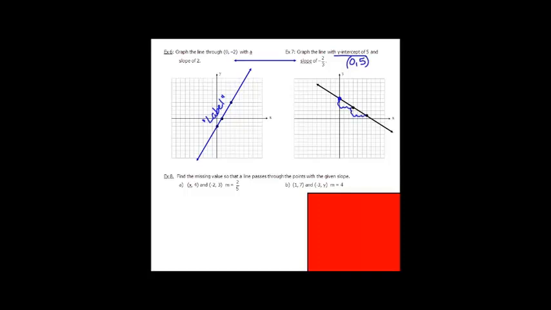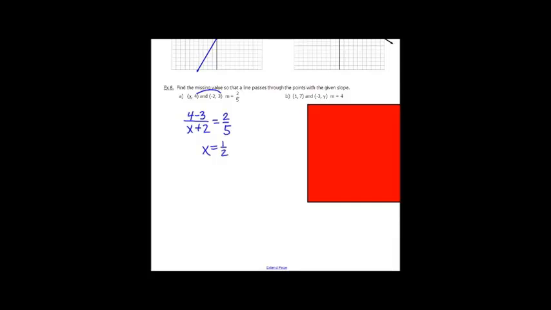Okay, one more thing here. Find the missing values. A line passing through the points has the given slope. That's strictly algebra. All I'm saying is I want 4 minus 3 over, now I went in this direction, so I have to continue x minus -2 to equal 2/5. And you're just going to cross multiply and solve there. Give you a little second there to finish. You should get x equals 1/2.